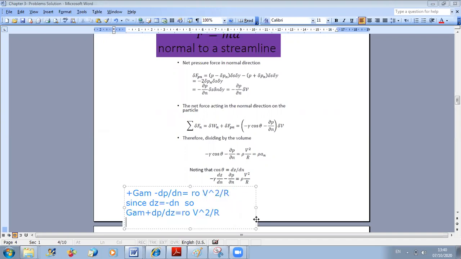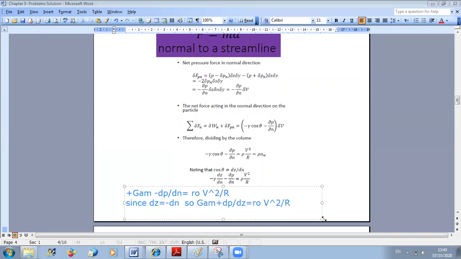Doctor, why is dz equal to minus dn? Yeah, I will go back to the figure. I just explained this, but I will explain it again. Just let me finish this first.